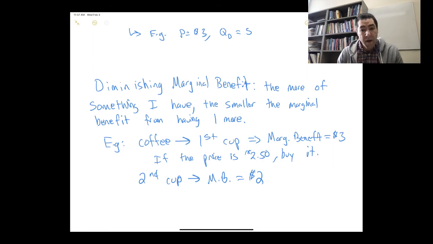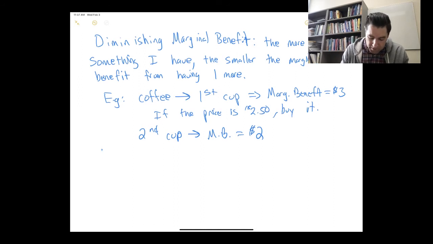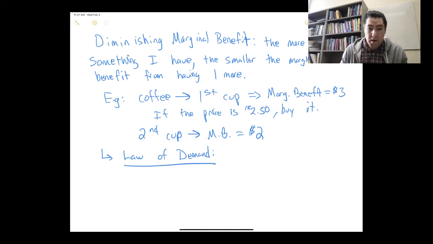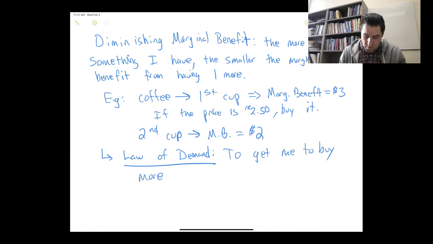What does that have to do with the law of demand? Well, as the price of something goes down, I'm going to be willing to buy more of it. Or another way to put that is, if you want me to buy more of something, you have to decrease the price, because once I have more of something, my marginal benefit goes down. So a good way to relate this to the law of demand is that to get me to buy more, you have to lower the price or the marginal cost, because my benefit is going to be lower.